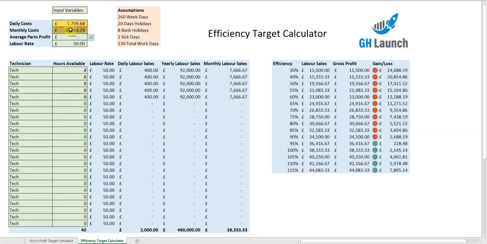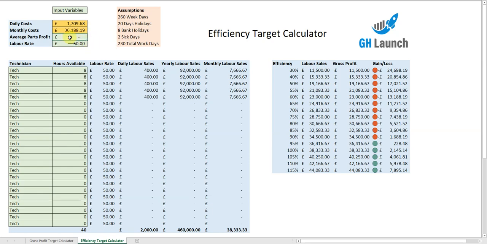So if we take a quick look at the efficiency calculator, you can see that these targets have been brought through here. So we can see the daily costs and the monthly costs. But the idea behind the efficiency calculator is it allows you, based on your efficiency at your full labor rate or a labor rate that you dictate, you can understand how efficient your business needs to be. You can also use this spreadsheet for some modeling. So if you want to adjust your labor rate or adjust the hours available, you get an idea of how that actually affects your gross profit.